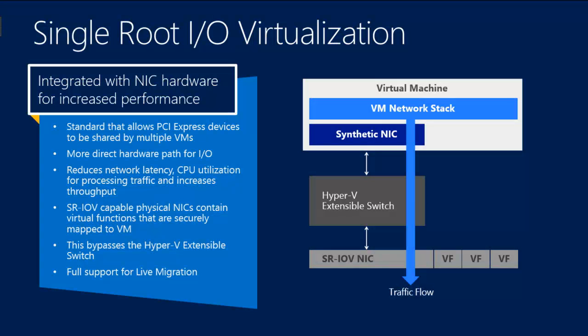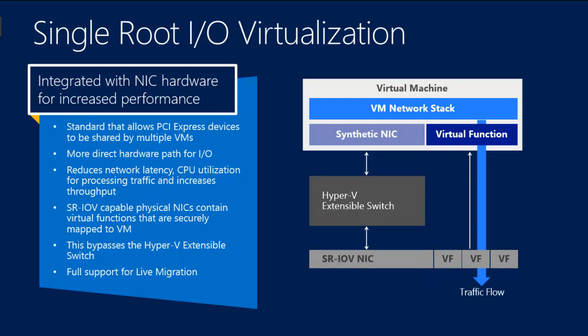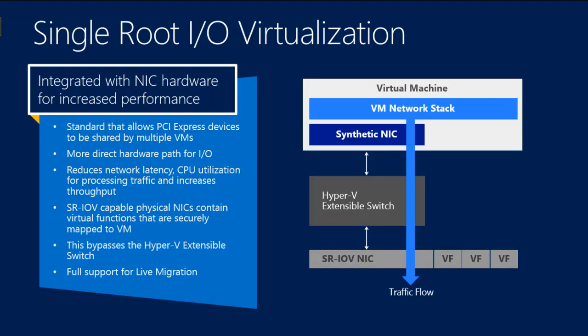And when it gets there, if the target host has an SR-IOV-capable NIC, we'll utilize it again and fail the traffic over to that path. But if it doesn't, we'll just stick with the regular synthetic NIC. So you've got complete flexibility to move VMs around with or without SR-IOV.